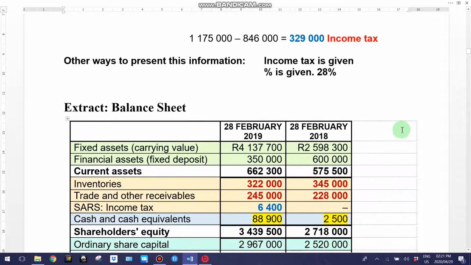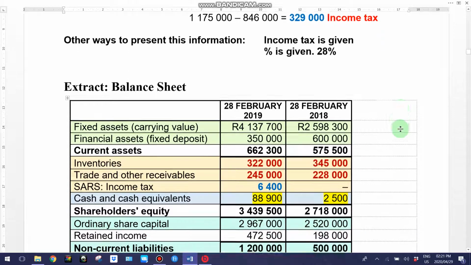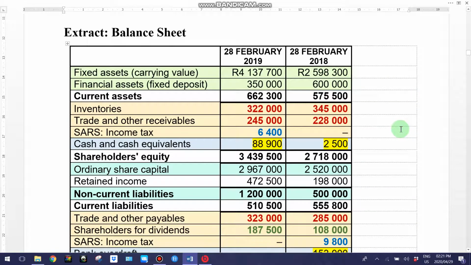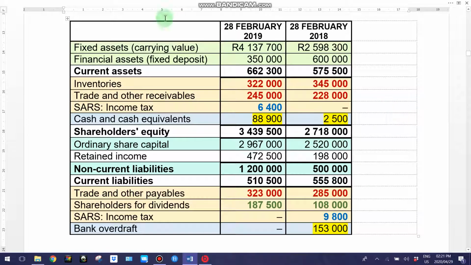Now, looking at the balance sheet, this is our look. I want to just unpack the balance sheet a little bit to show you what information you should be looking for. You see what I was saying earlier on about the fixed assets. It's shown at carrying value. You've got the carrying value. This would be the balance at the end of last year, and this is the balance at the end of this year. So this is the first thing you need to do, is look at the dates.